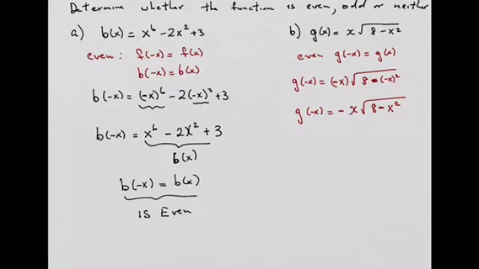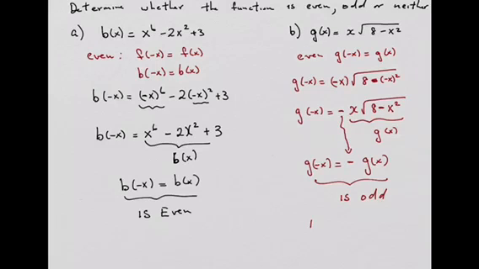So notice that this here is our g of x, but g of minus x is equal to the negative, which is this negative here, of g of x. So this implies that this function is odd. Because remember, recall, for odd, g of minus x must be equal to minus g of x.